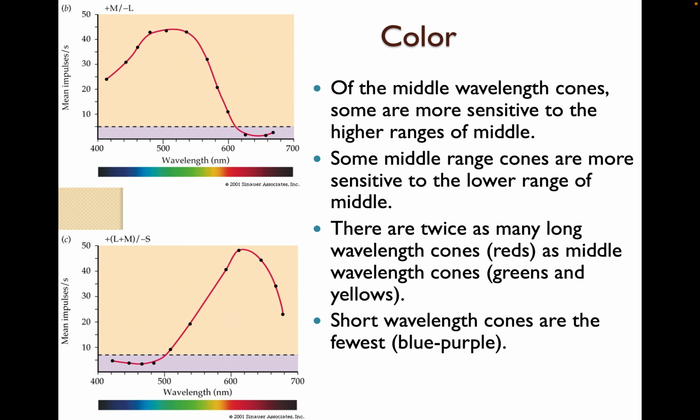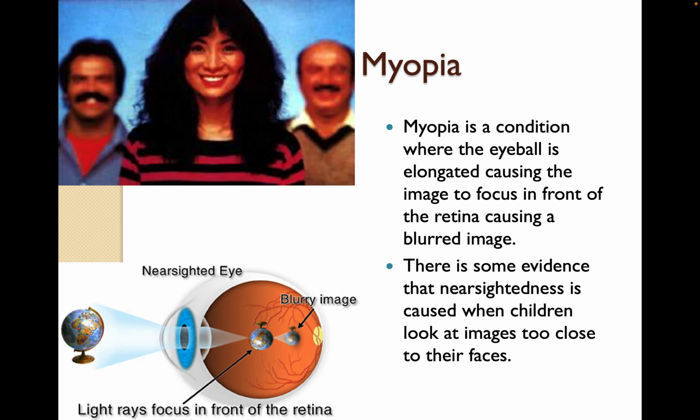This is one of the reasons why we see reds so readily: so many of the cones in our eyes are long wavelength cones that see red. And that's one of the reasons why blues and purples are so difficult to detect. It's because we have so few short wavelength cones.